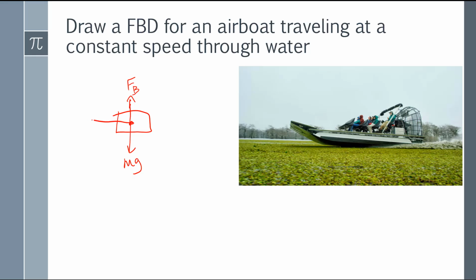There's a forward force, and that forward force is, well, it's thrust. It comes from propelling the air backwards. So I'll just call it thrust. And how are we going at a constant speed? It's because there's a lot of drag. Drag force from both the water and the air give us a constant speed motion.